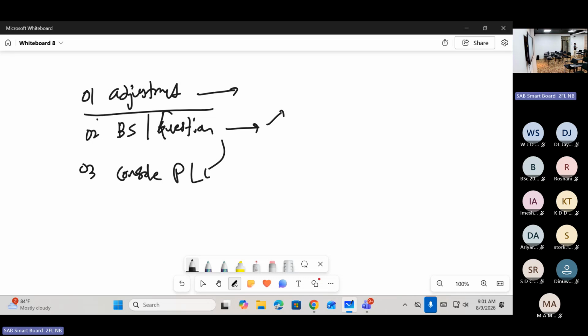Consolidated P&L or subsidiary retained earnings. Put it like that: subsidiary retained earnings and consolidated retained earnings.